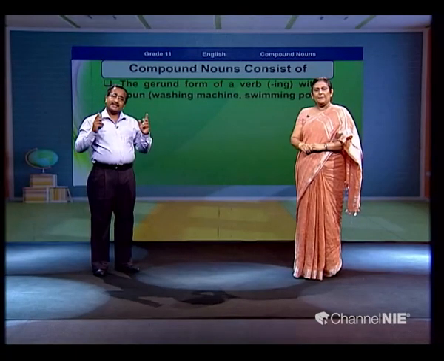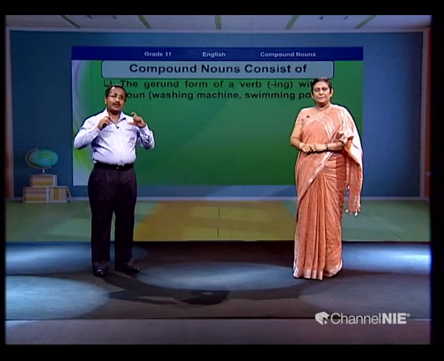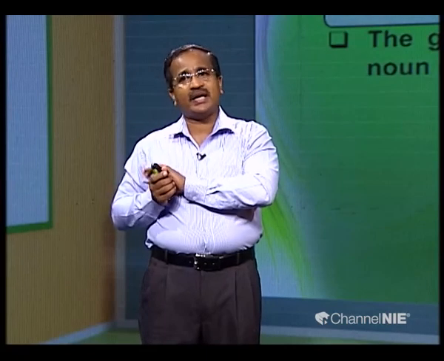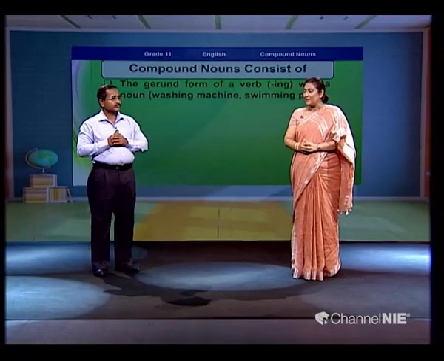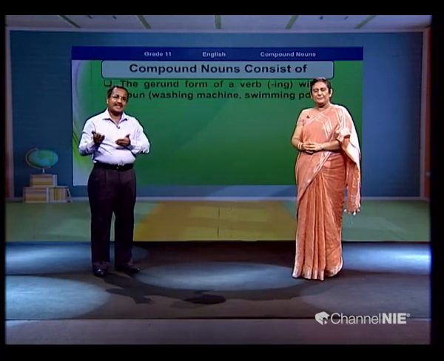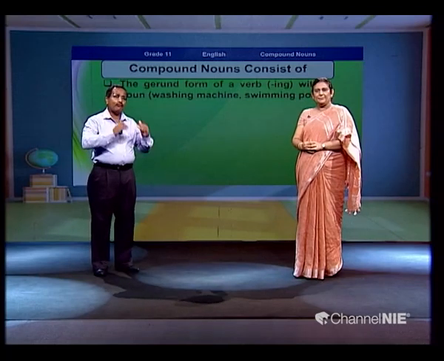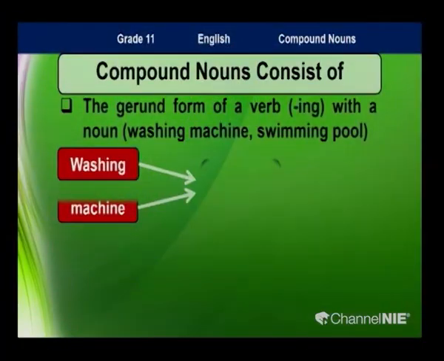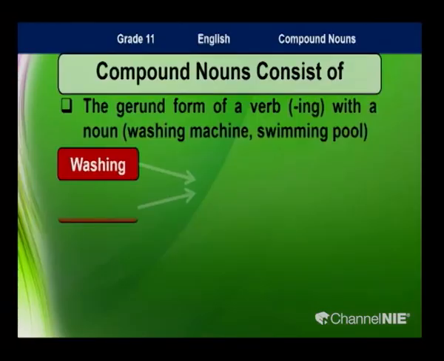Now we are moving to the next slide where we are going to discuss how a gerund and a noun can be added together in order to make one compound noun. Sir, can you just explain to our students what gerunds are? Simply, a gerund is an ing form. Washing, cleaning, playing, reading. When they are not used as the verb of a sentence, we call it a gerund. A gerund and a noun can be added together in this way in order to make compound nouns. Washing machine.